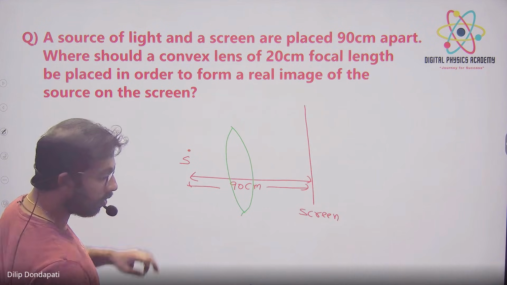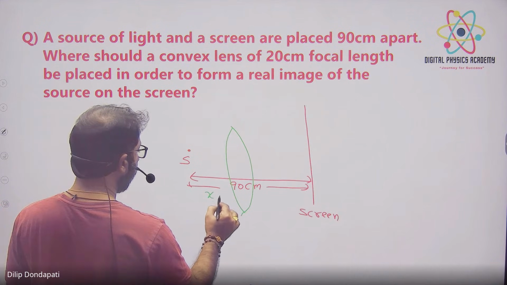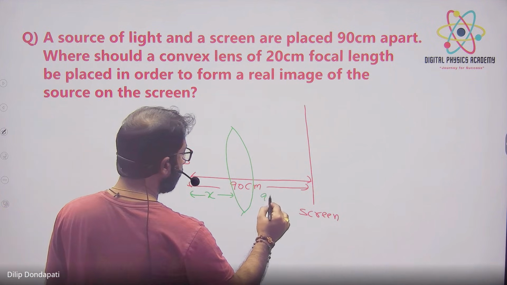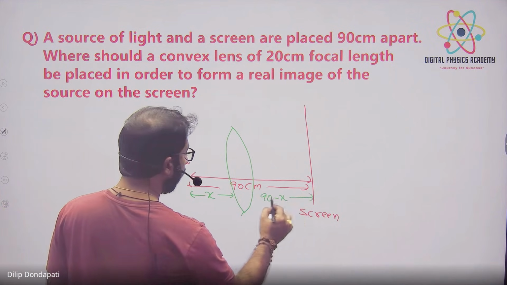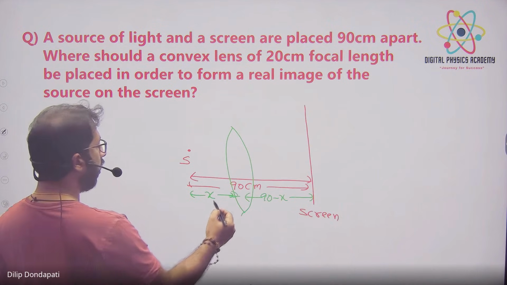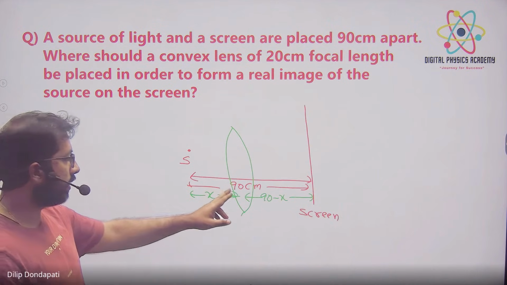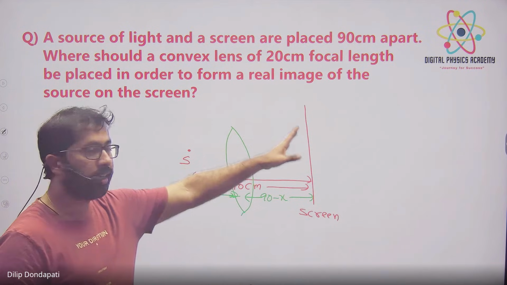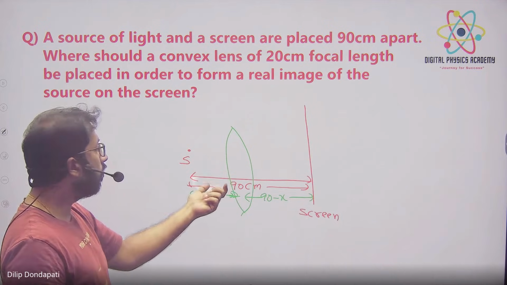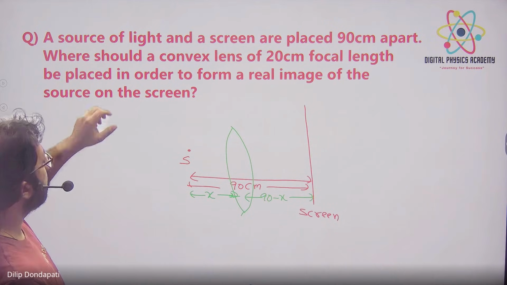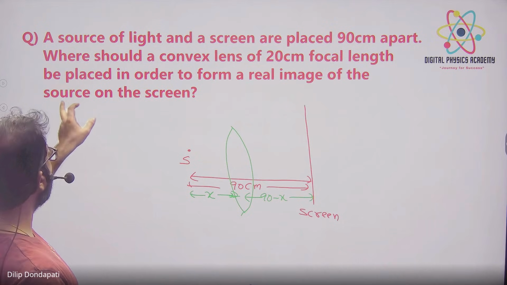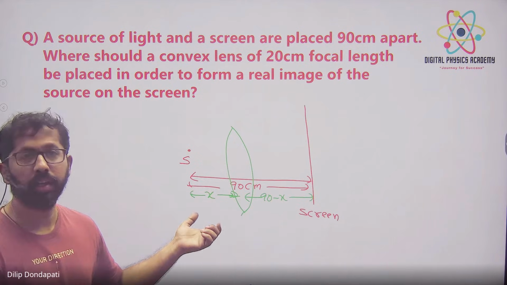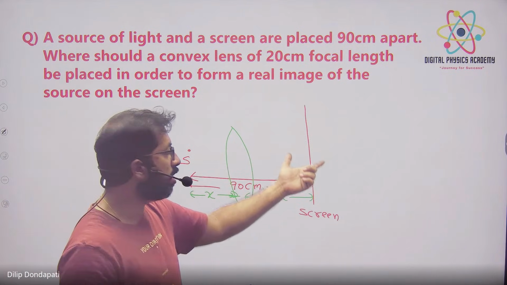Okay, this distance I call x. The remaining distance from the source will be how much? 90 minus x. Suppose from here to here is x and from here to here is 90 minus x, because the total is 90, right? So here the real image is formed. He is telling us to find the value of x, where the convex lens is placed in order to form a real image of the source on the screen. Now we have to find the x value, where to place it so that exactly you will get a real image on the screen.